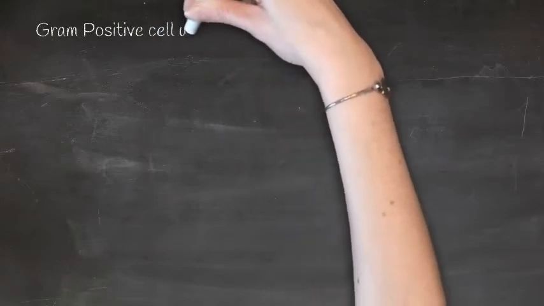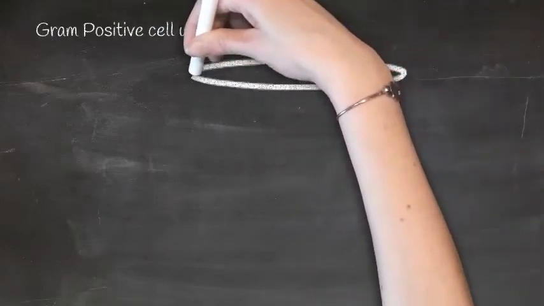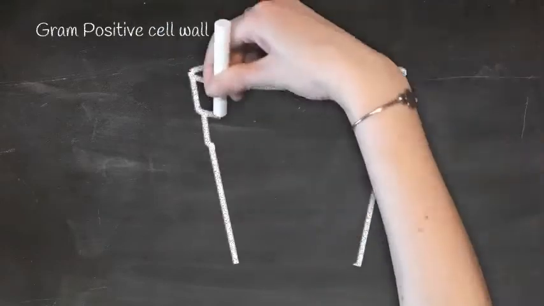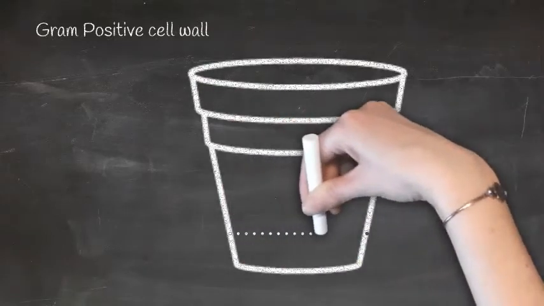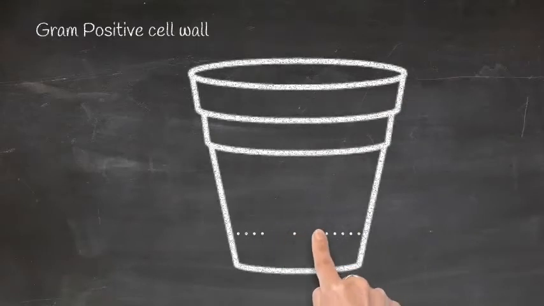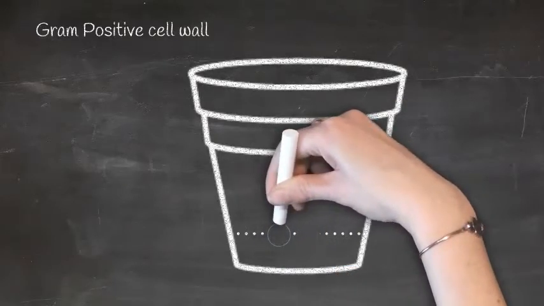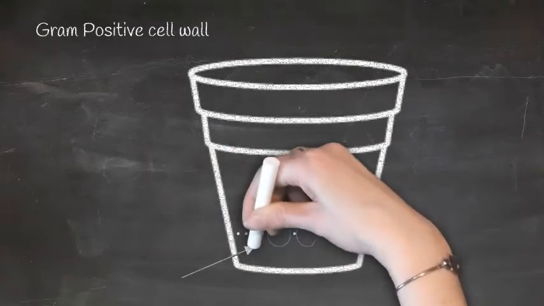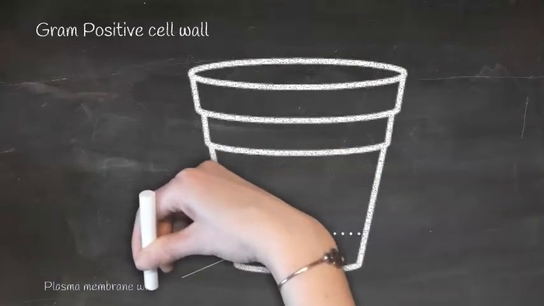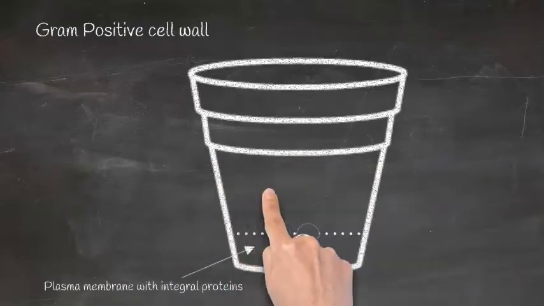The gram-positive cell wall. I'm going to use a flowerpot to demonstrate what this looks like. We're going to start with the bottom layer, so let's draw the plasma membrane. We've got the dotted line, and then some integral proteins that are embedded into the plasma membrane. The plasma membrane is similar, but it does lack the sterols, so you have to remember that.